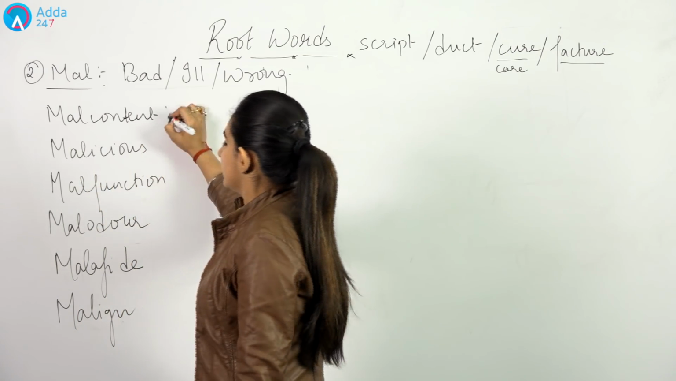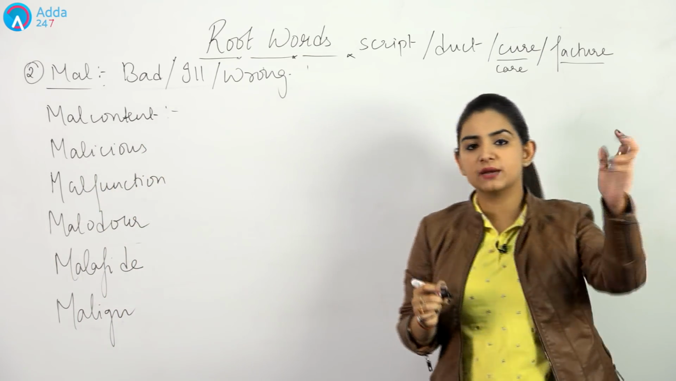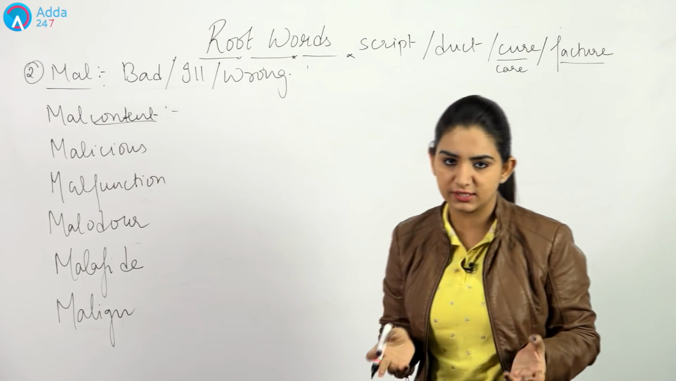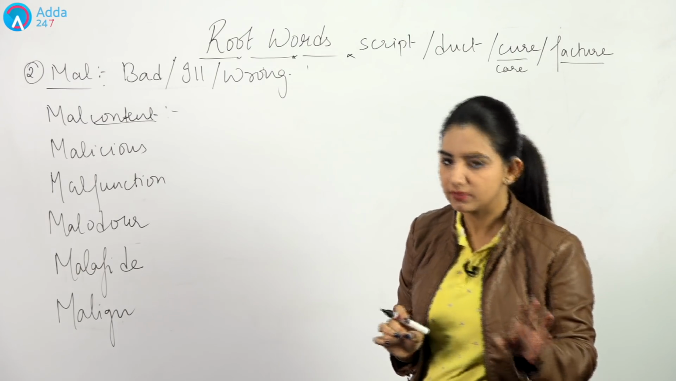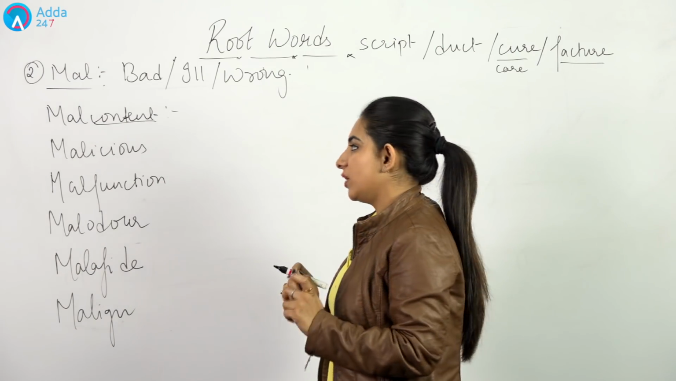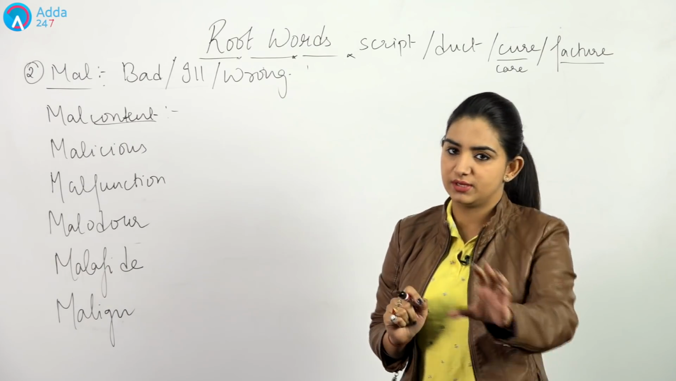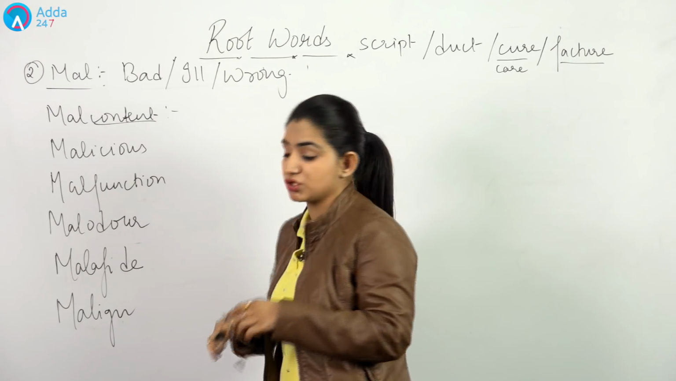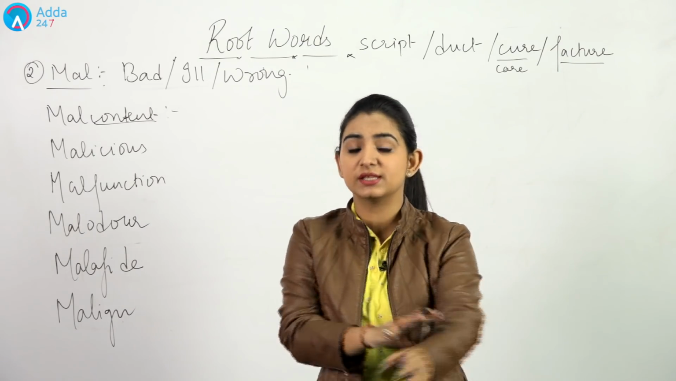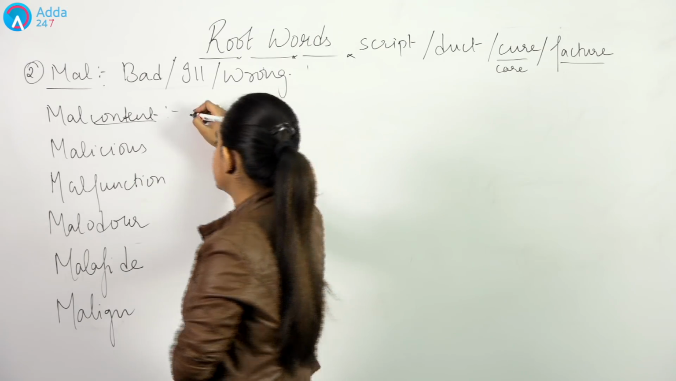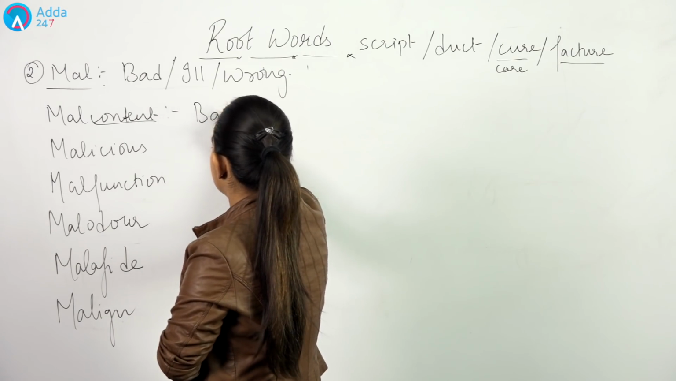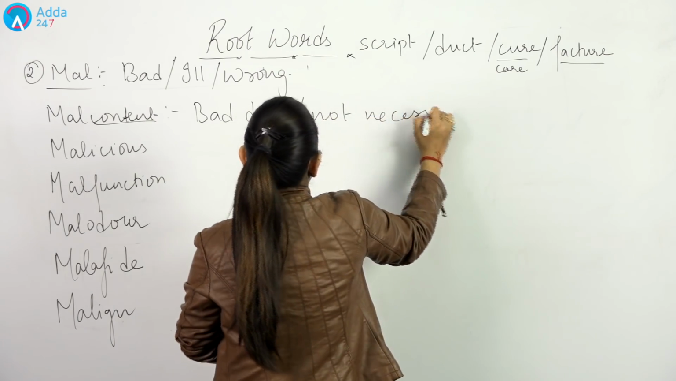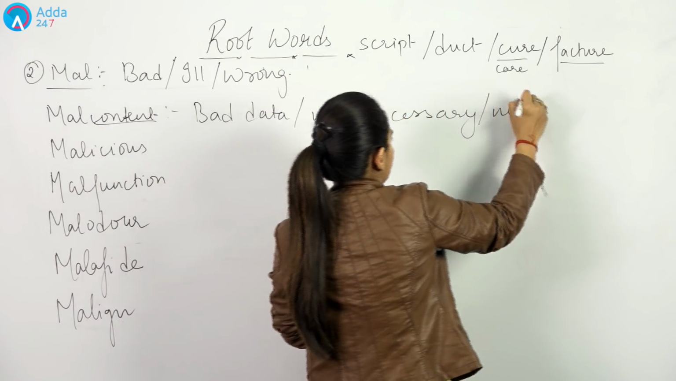Now, the first word is malcontent. What do you understand by the word content? Content means any written data, any typed data, any printed data. That means you're talking about the data, right? Whatever is presented to you. Now, if we have adjoined mal with it, what does it mean? Mal means bad. Something which is not necessary, something which is not required, still it is associated. That is what we mean by malcontent. That means bad data, bad content, not necessary, or something which is not required.